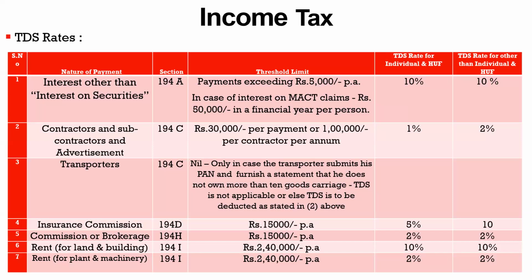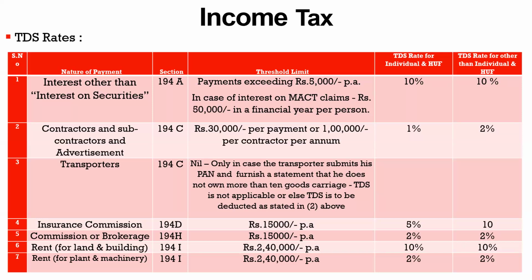For 194A, the threshold limit is 5,000. For interest on MACT claims, it is 50,000. 194C, for individual it is 1%. For other than individual and HUF, it is 2%. You should always remember the threshold limit. That is very important: 30,000 per payment and 1 lakh per contractor per annum.